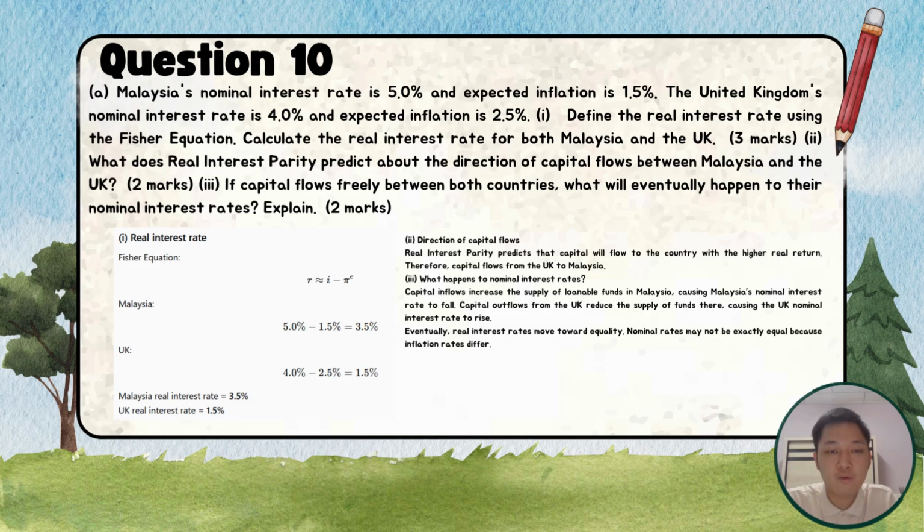If capital flows freely, capital inflow into Malaysia will increase the supply of loanable funds in Malaysia, causing the Malaysian nominal interest rate to fall. At the same time, capital outflow from the UK reduces the supply of funds in the UK, causing the UK interest rate to rise. Eventually, real interest rates will move toward equality, although nominal rates may still differ because inflation rates are different.